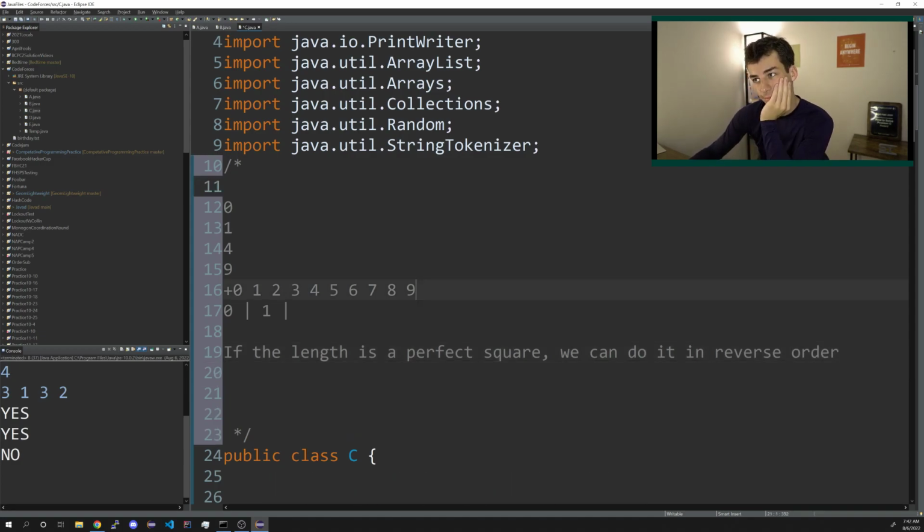What if it's not? So this will give us, yeah, we'll probably split here, right? So this would have given us 1, 2, 3, 4. Five, 6, 7, 8, 9.